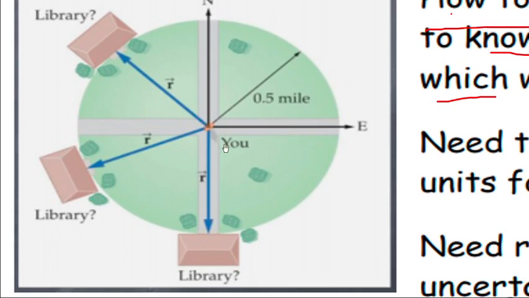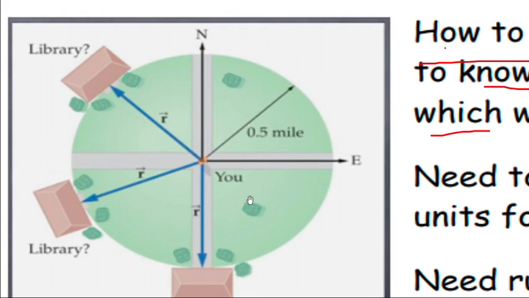So this is somebody, you. This is you, and you are at this point, you want to go to the library. You need to know how far is the library and where is the library. Where is the library will tell you the direction, and how far is the library will tell you the magnitude. How far is the library is the length of the line of the vector that you are going to travel through. This is how vector is applicable in real life.